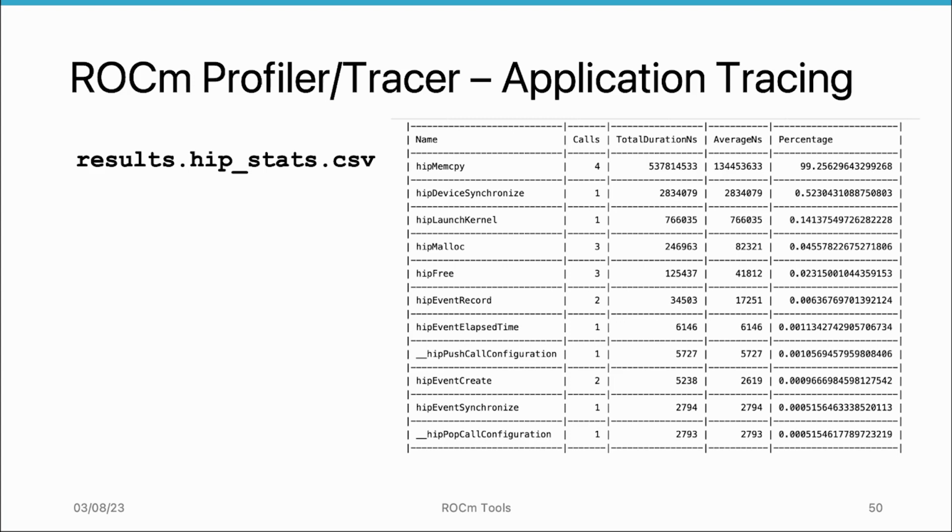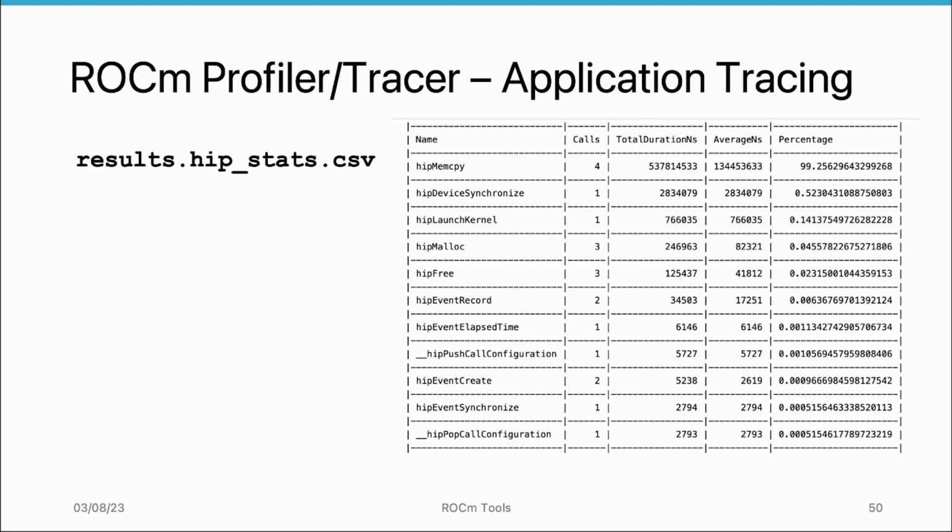Finally, heap pop call configuration removes the kernel-related information so the next kernel can start with a fresh status. From this file, we can see that the heap mem copy takes more than 99% of the execution time, so it should be the global performance bottleneck.